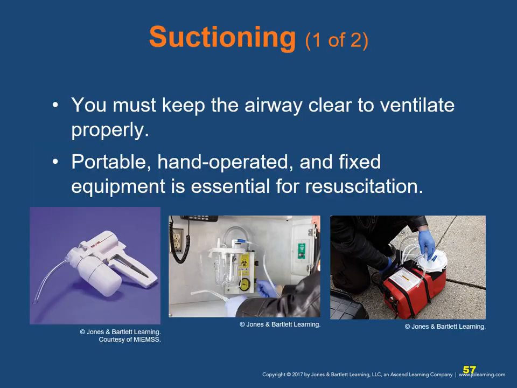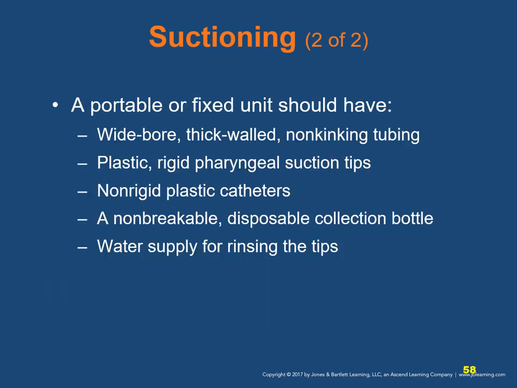Portable, hand-operated, and fixed or mounted equipment is essential for resuscitation. A portable suctioning unit must provide enough vacuum pressure and flow to allow you to suction the mouth and nose effectively. A fixed suctioning unit should generate airflow of more than 40 liters per minute and a vacuum of more than 300 millimeters of mercury when the tubing is clamped. Hand-operated suctioning units with disposable chambers are reliable, effective, and relatively inexpensive.